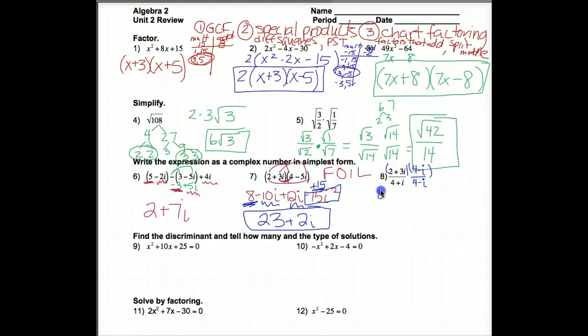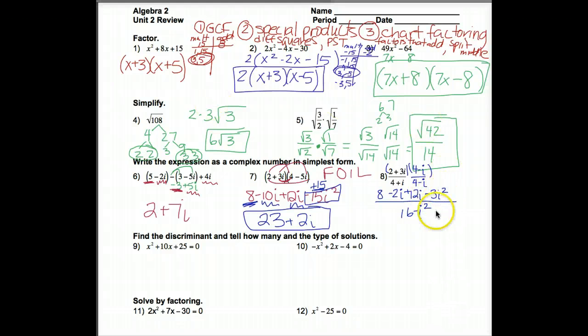So firsts, 2 times 4 is 8. Outsides, 2 times negative i is negative 2i. Insides, 3i times 4 is 12i. And lasts, 3i times negative i is negative 3i squared. On the bottom, you also need to FOIL, but this is a sum and difference pattern. The insides are 4i, the outsides are negative 4i, so those are going to drop out. So I just have to do the firsts and lasts. First is 4 times 4, so 16. Lasts, i times negative i is negative i squared.